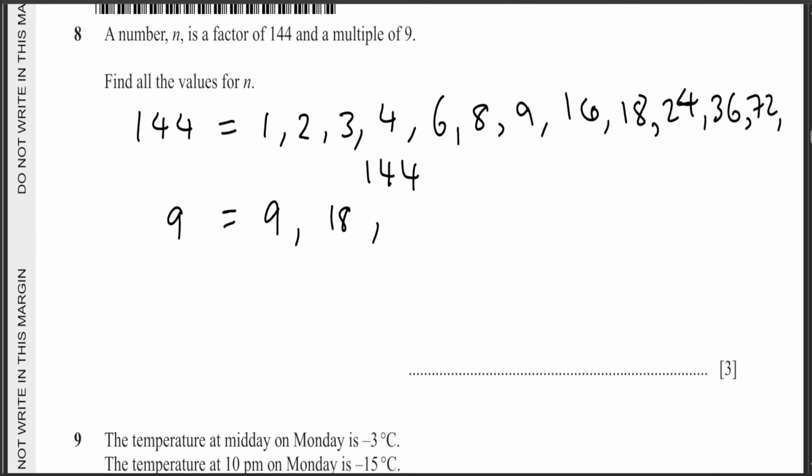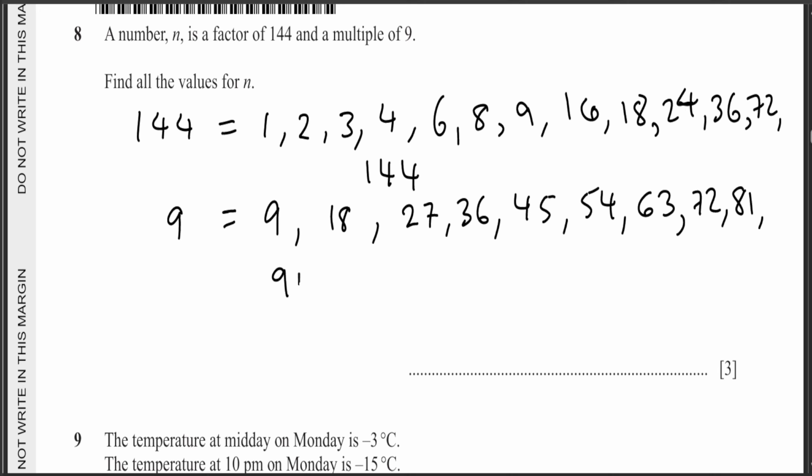We have 18, obviously 27, 36. We have 45. We have 54. We have 63. Okay. Then obviously we have 72. We have 81. We have 90. We have 99. Okay, 99. We have 108. 117, if I'm not wrong.